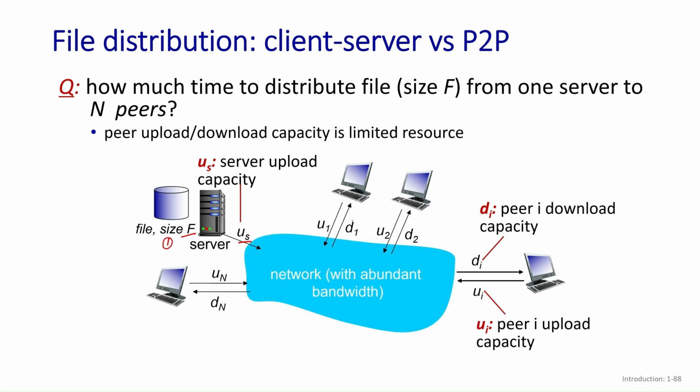A client can download data at the rate of d sub i, where i represents the number of the client, for example one, two, three, four, up to N clients. This is the download capacity of a peer, machine, or client. Similarly, a peer has an upload capacity of u sub i. So we have file size, which is F, and then the sending capacity of the server, the upload capacity of the server, which is u sub s.